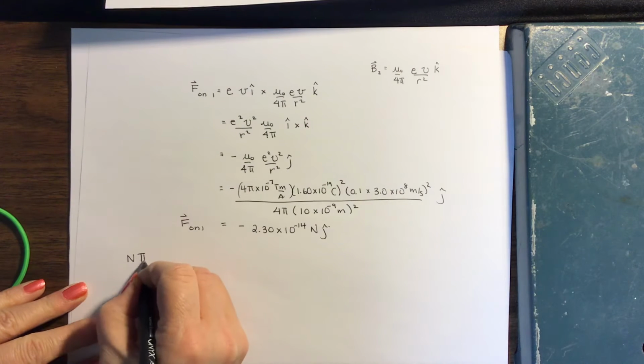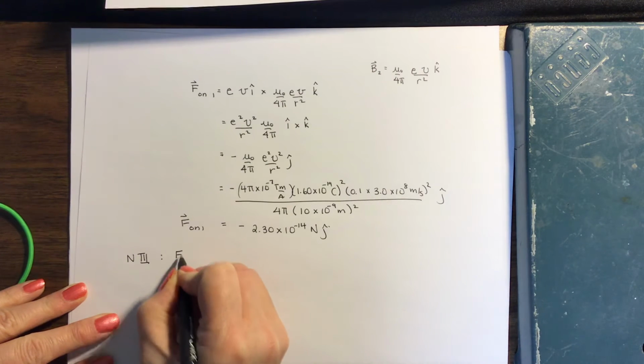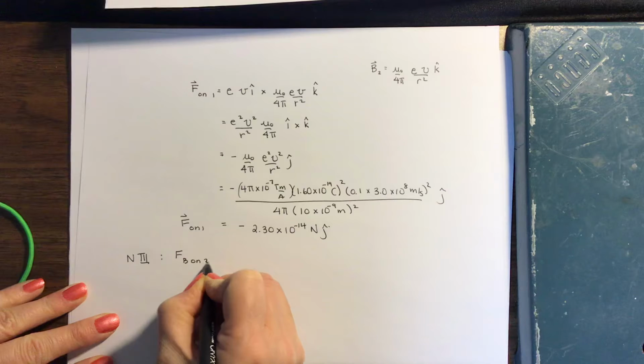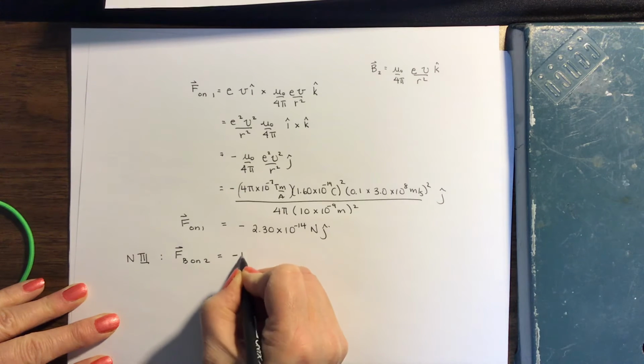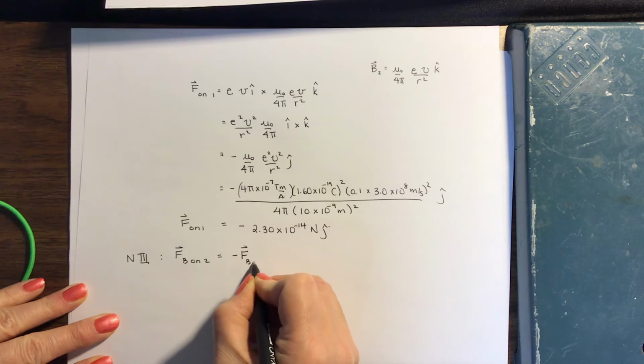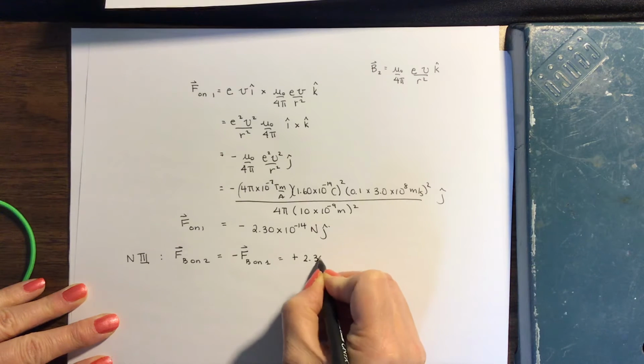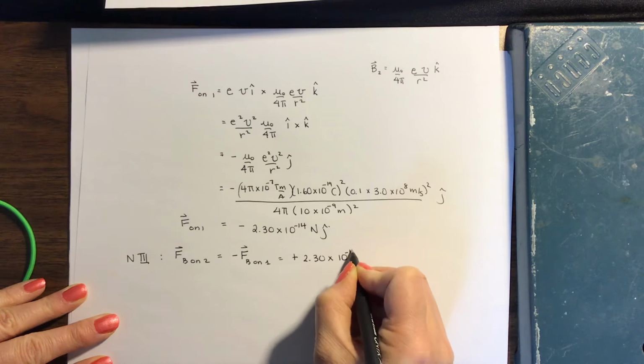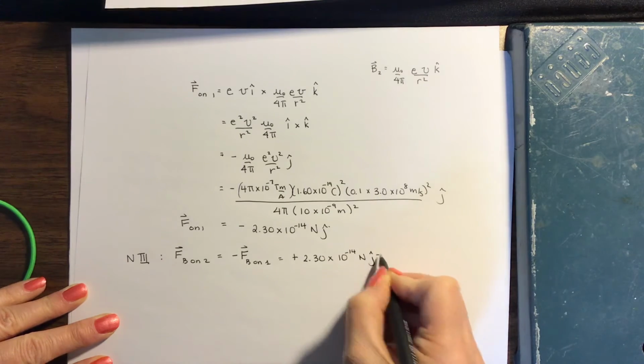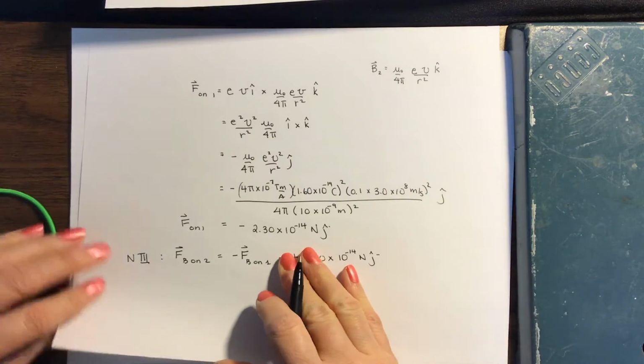So from Newton's third law, the magnetic force on 2 must be equal and opposite to the magnetic force on 1. So it's going to be plus 2.30 times 10 to the minus 14 newtons J hat. So equal and opposite, same size, opposite directions.